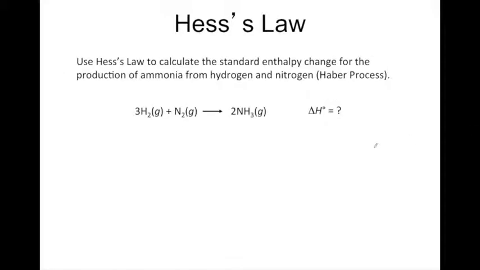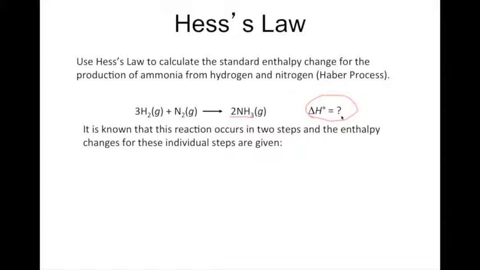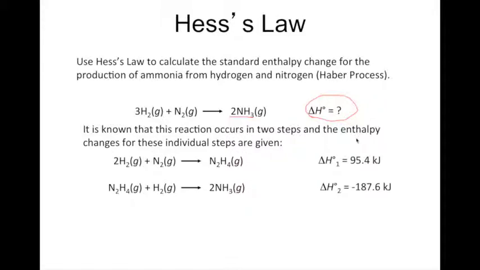So let's say that we were studying the Haber process, which is the production of ammonia from hydrogen and nitrogen, and you were asked to calculate the enthalpy change for this reaction, and we wanted to use Hess's law to do this. Well, to do this, we must be given a bit of information. It is known that this Haber process, this reaction, occurs in two steps, and we know the enthalpy change for each of these steps. So let's say we were given the two steps that make up the Haber process and the enthalpy change for each of these steps.